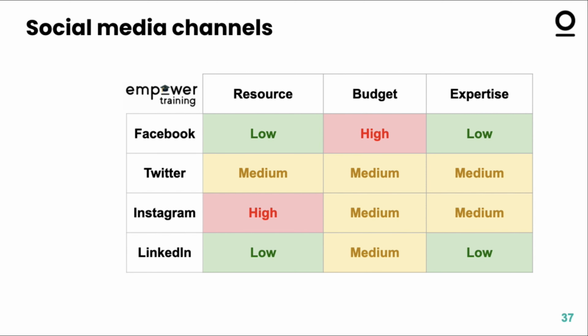Lastly, with LinkedIn, it's low amount of resource, low amount of expertise because it's quite straightforward. But again, if you do want to promote your content to reach more people, you'll need some budget to do that. So that's a bit of a summary about the social media channels, but you in your own organization should be taking a look at what you're doing here and plotting this table yourself to see which is most effective for you.